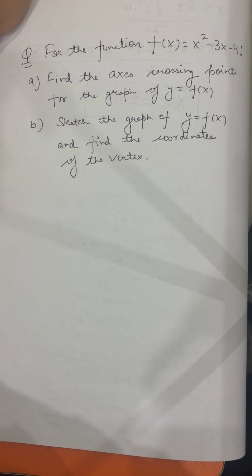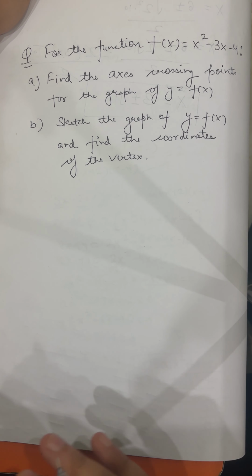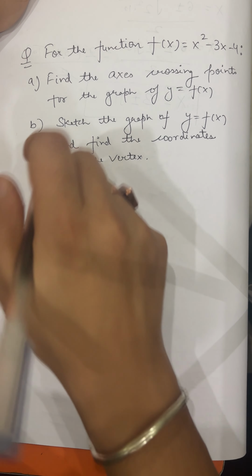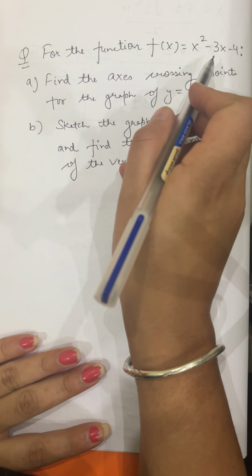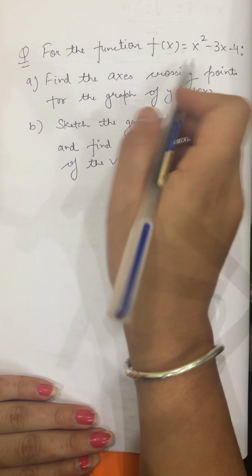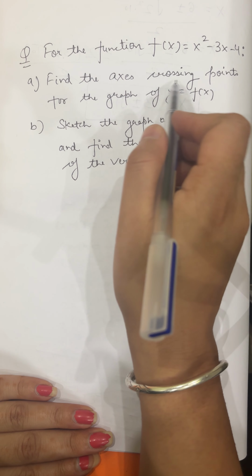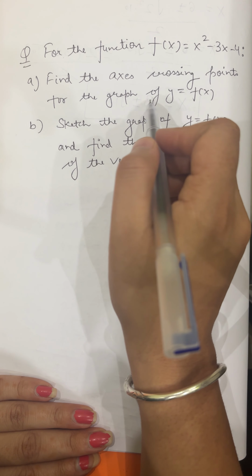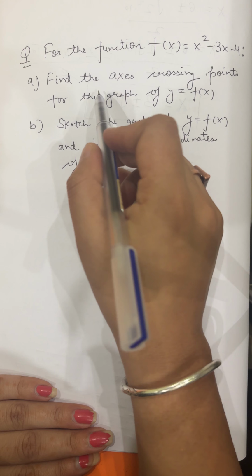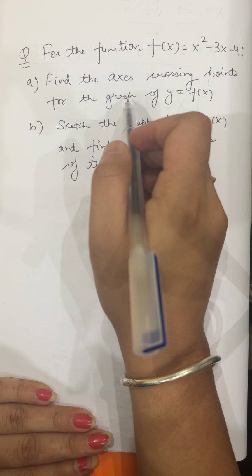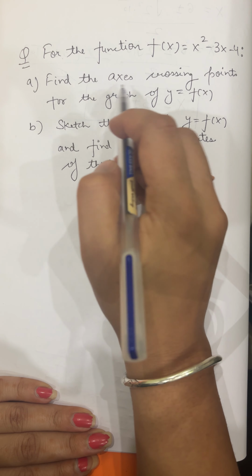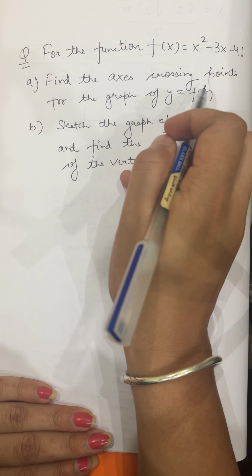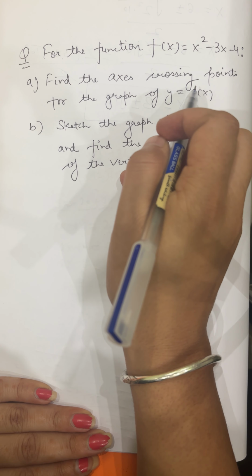Today in this video I'm going to discuss a question in which I will tell you how to draw a graph of a quadratic function. So the question is, for the following function f(x) equal to x squared minus 3x minus 4, find the axes crossing points for the graph of y equal to f(x). Axes crossing means we are required to find the x-intercept and y-intercept, so where the graph crosses the y-axis and the x-axis.